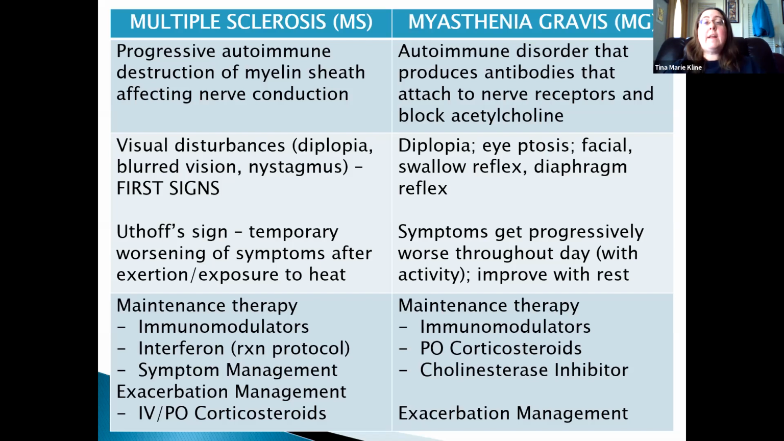Okay. Now, again, medication management. Okay, we have a couple things going on here. It's an autoimmune disorder, so we're going to use immunomodulators. We might use PO corticosteroids, that very low dose that I was talking about before, the 5 milligrams to 10 milligrams of prednisone. Okay, this is all about keeping the immune system in check.